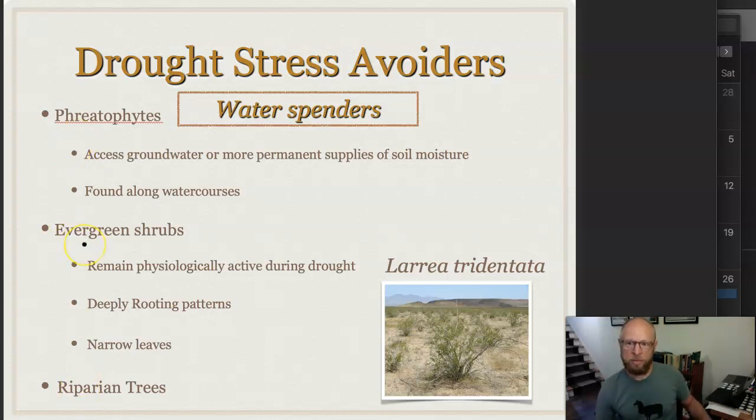So there are 3 main examples of drought stress avoiders, water spenders. There are going to be other types of plants that don't fall into these categories that might exhibit that strategy. Keep that in mind, but in general, these are our best examples.